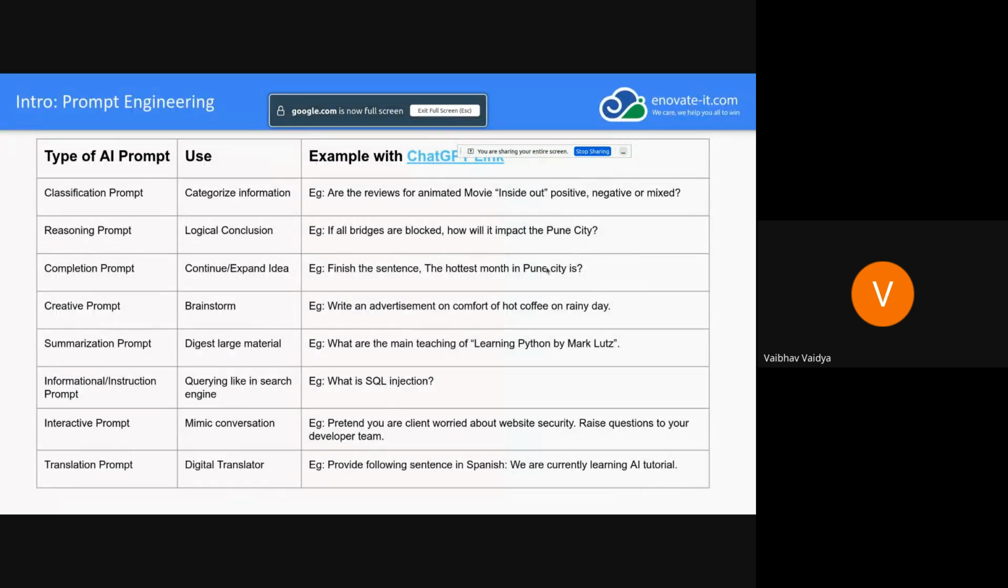Let's take the first example, which is the classification prompt. What this does is categorize information. An example would be taking a movie, let's say Inside Out. What were the reviews of it overall? Was it positive, negative, or mixed?